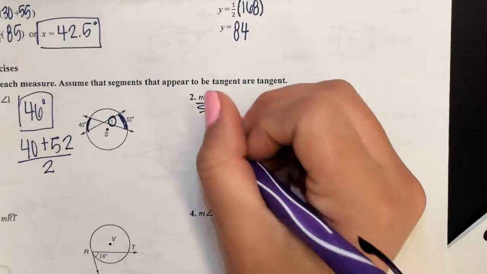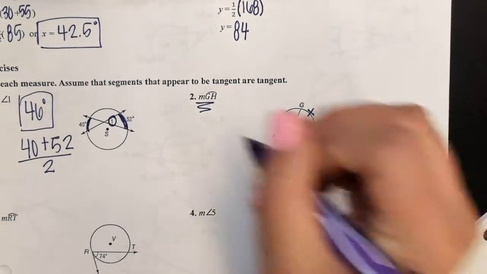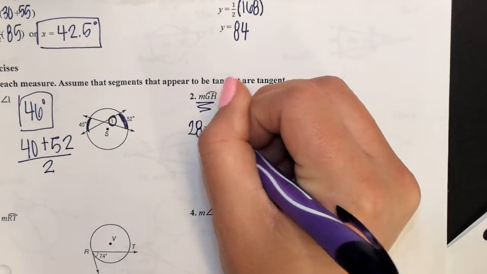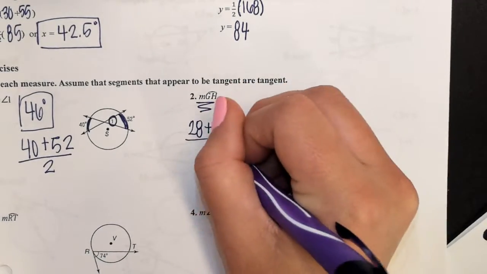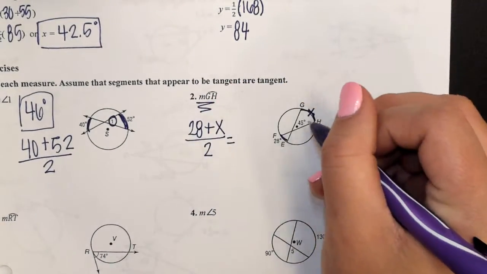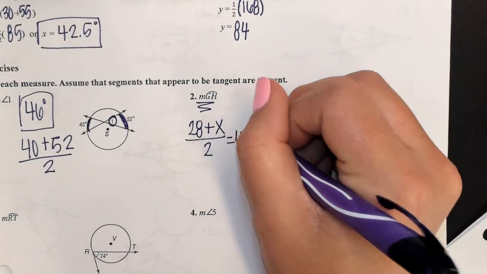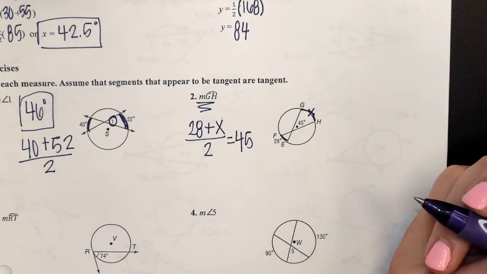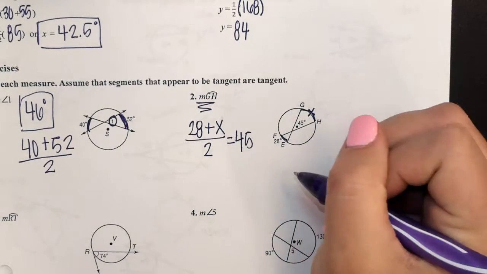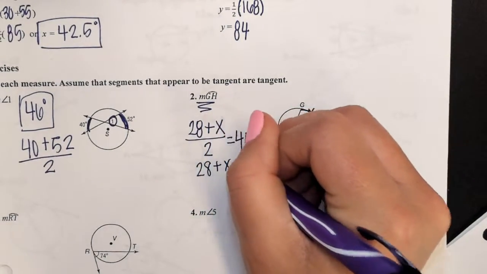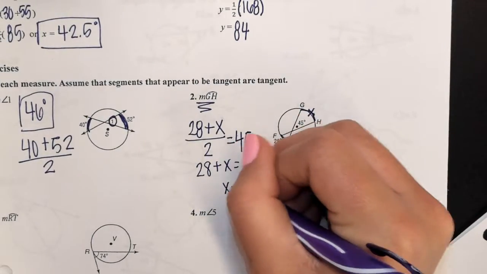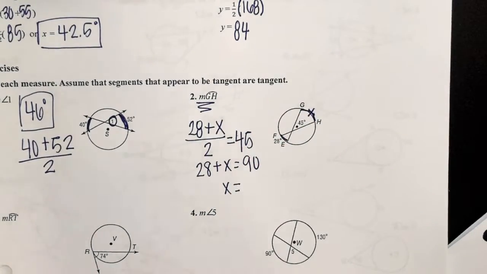So to find your inside angle, you have to take this arc, which is 28, plus this arc, which we're calling X, divide by 2 and set it equal to 45. Yes. So now this is just an algebra 1 equation. How do I get rid of the 2? Multiply to get 90. Subtract 28. You should get x equals.